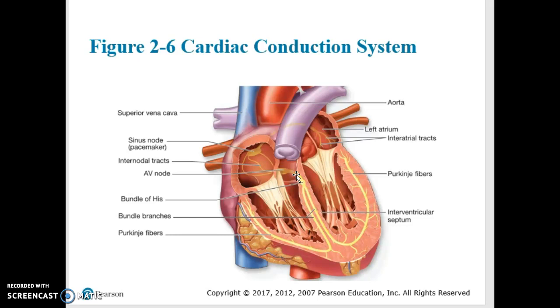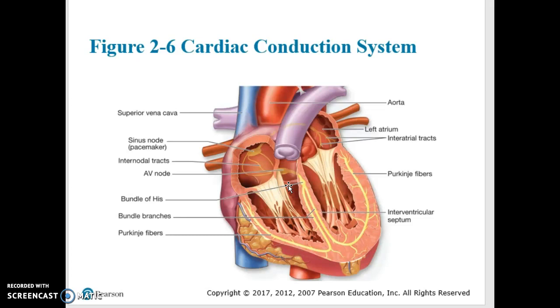So in a perfectly normal heart rhythm, after the impulses leave the interatrial tracts, they go through the internodal tracts, then they hit the AV node. The AV node is the gatekeeper. It allows impulses to travel through to the ventricles.